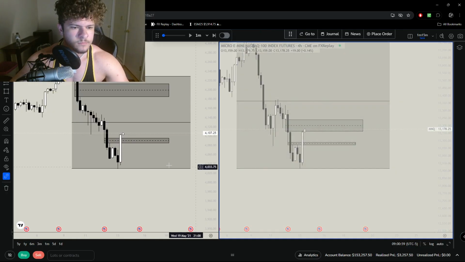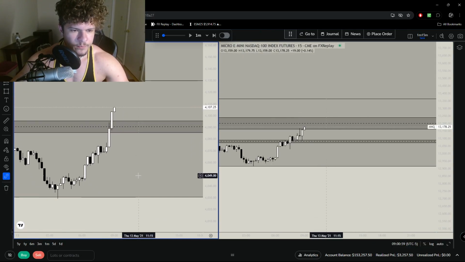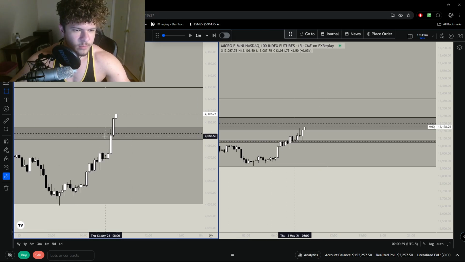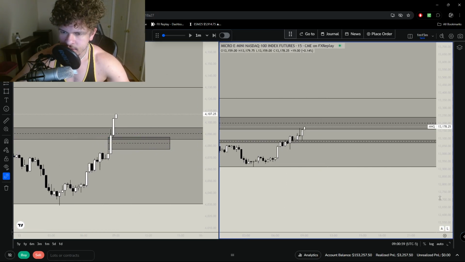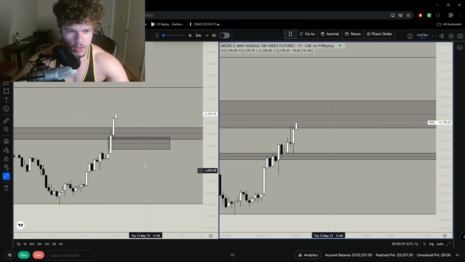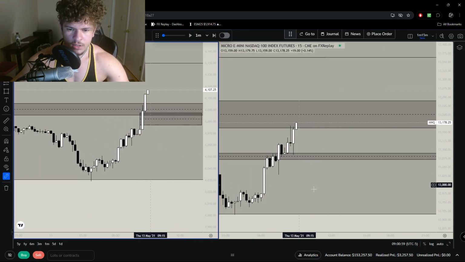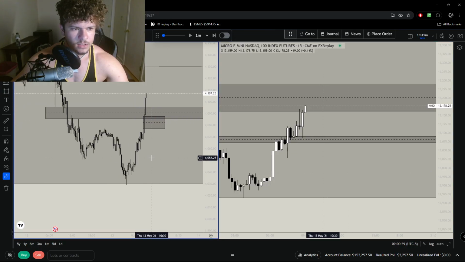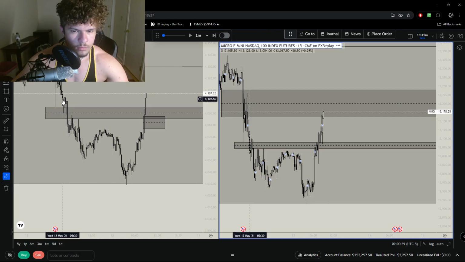Go to 15-minute, see if we spot anything to help with our entry. There's another 15-minute fair value gap here on ES. Is it there on NASDAQ? No. Any SMTs? Not that I can see off the top of me. Yeah, no SMTs.